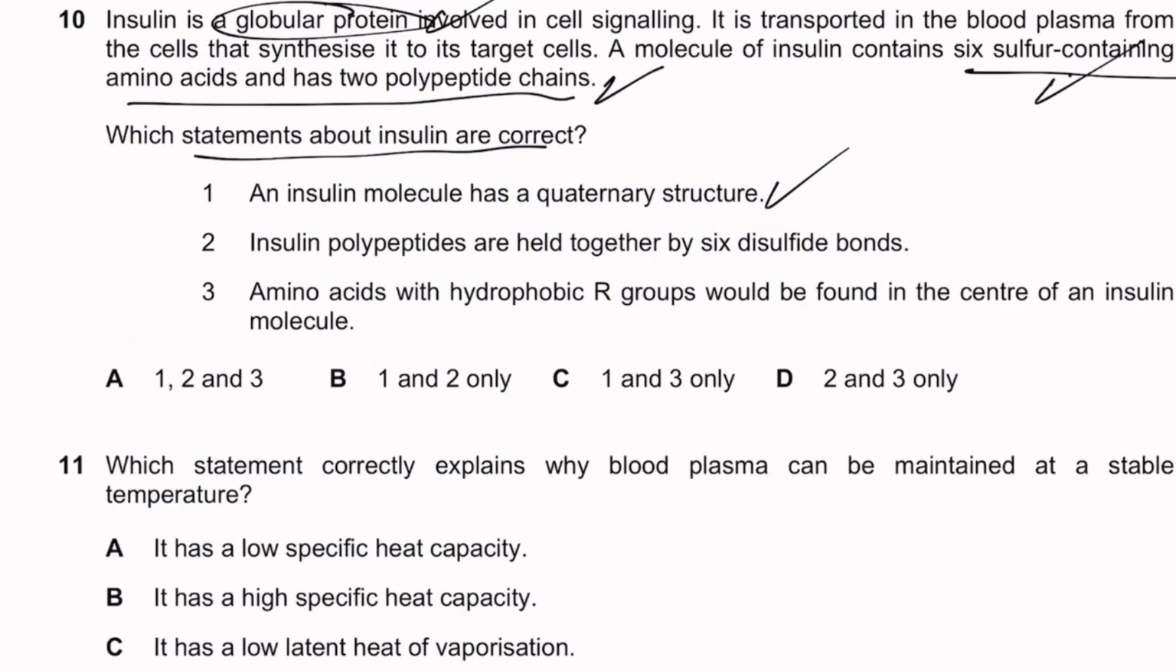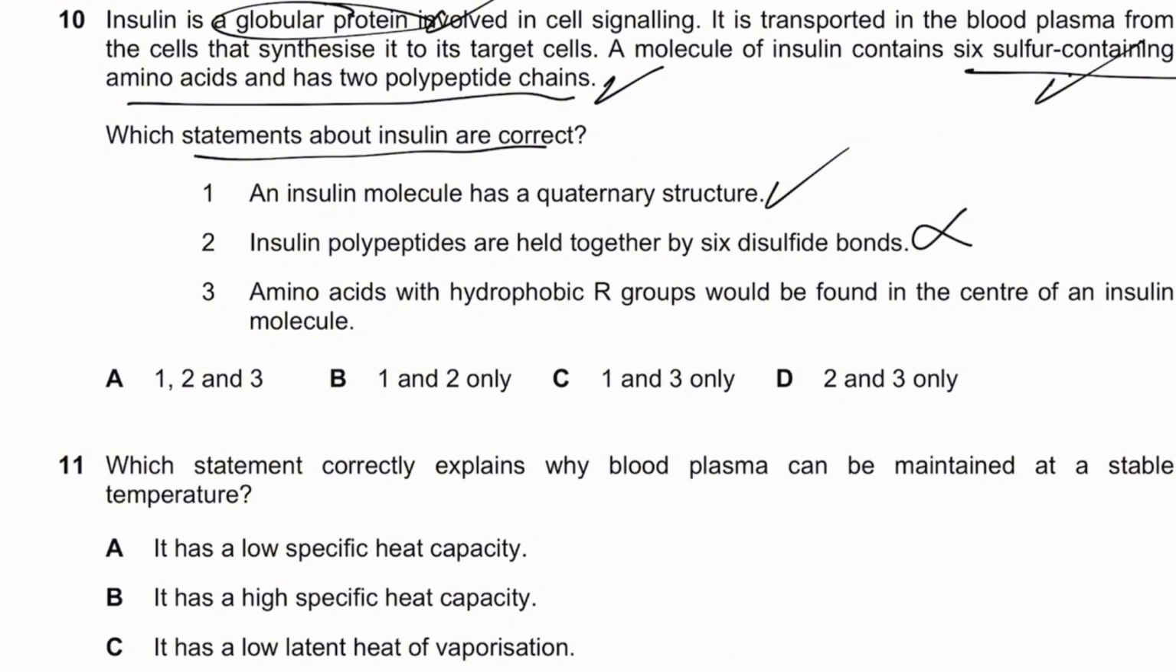Insulin polypeptides are held together by 6 disulfide bonds. Not necessarily 6, they contain 6 sulfur-containing amino acids and 2 polypeptides. So in total we have 6 sulfur-containing. So in general, if all of them were to engage in disulfide bonding, this would mean that we would have a total of 3 bonds between the polypeptide chains, because each chain is going to have 3. However, this is not to say that all amino acids with sulfur can form disulfide bonds. We know cysteine can, but there's also methionine that has sulfur but does not form disulfide bonds. So 2 is wrong.